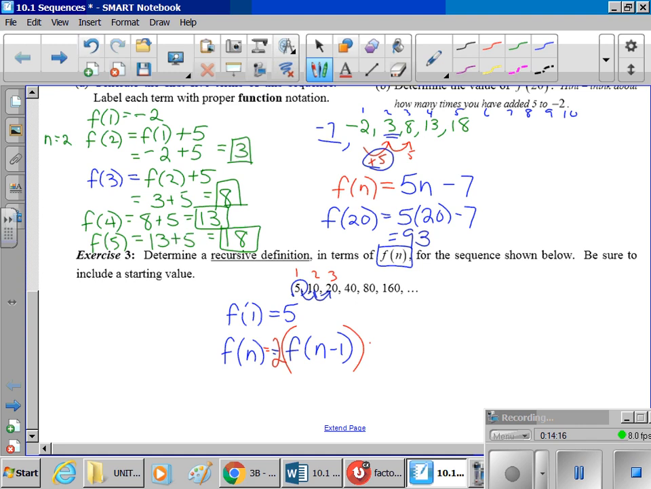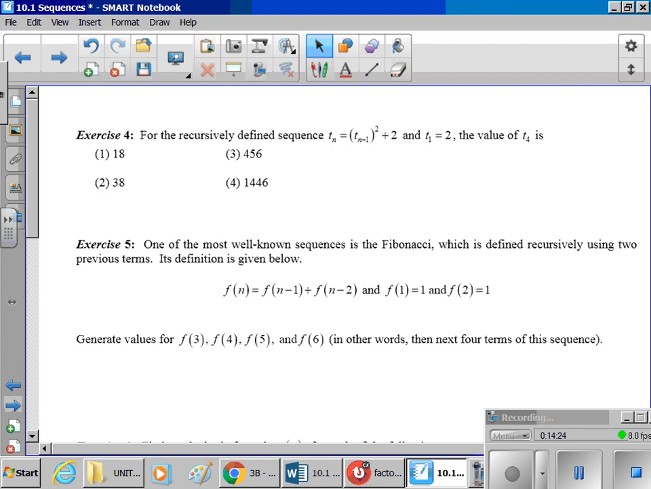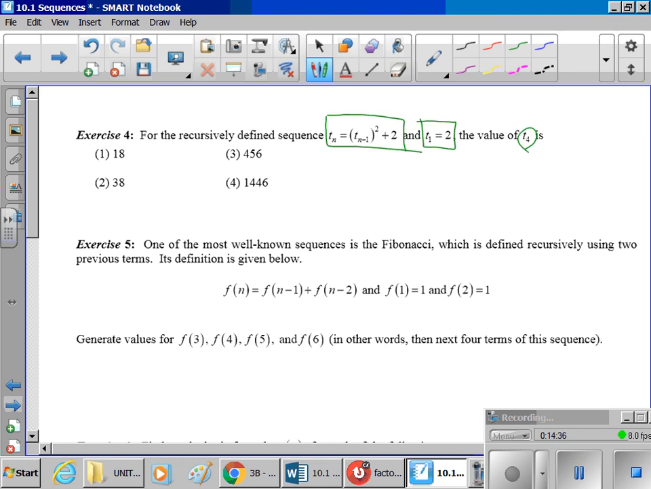Okay, so let's look at exercise 4. For the recursively defined sequence. Again, recursive just means that they're giving you an equation and they're giving you the first term. And they want to know what the fourth term is.